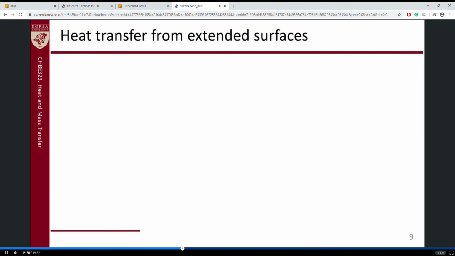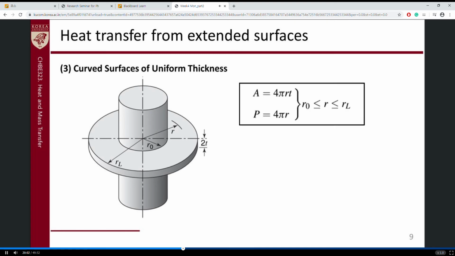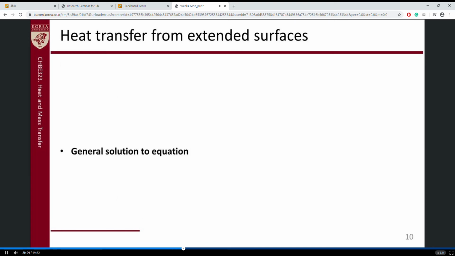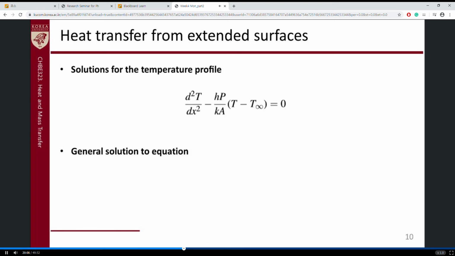All right, so let's move to the next. Okay. So yes, we got a solution for the temperature profile like this, right? And now is the time to solve this problem.